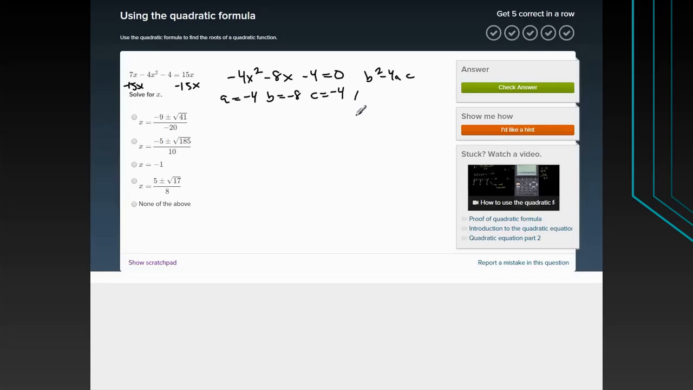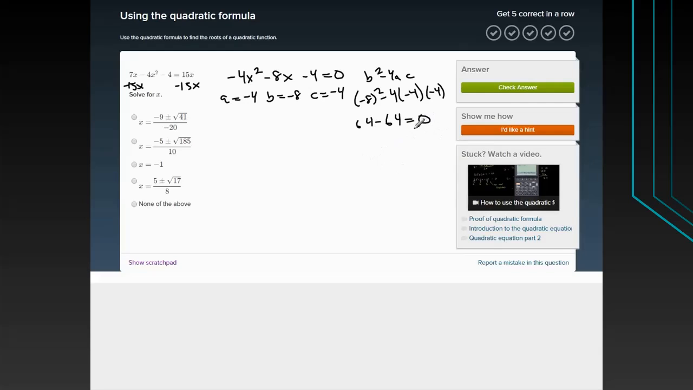So in this case, I got negative 8 squared minus 4 times negative 4 times negative 4. Negative 8 squared, 64. Now, negative 4 times negative 4 is positive 16. Positive 16 times negative 4 is negative 64. We subtract those and we get 0.